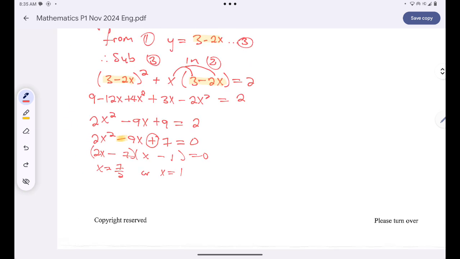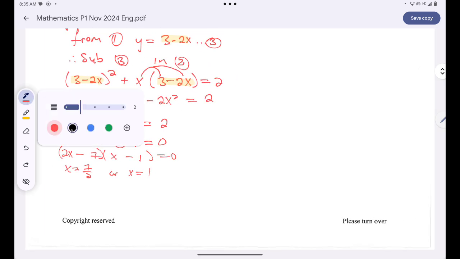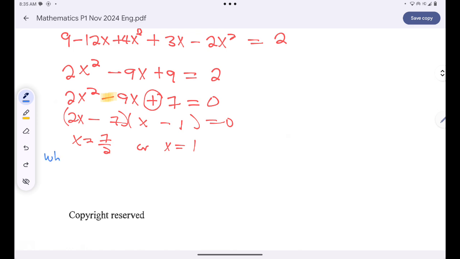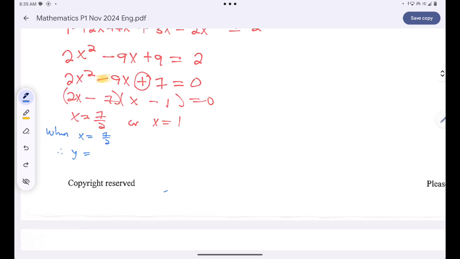After finding x, guys, we must then go back and solve for y. We'll simply say that when x is equal to 7 over 2, therefore y is just equal to 3 minus 2x. X is just 7 over 2, right? And then the answer is 3 minus 7, which is just negative 4. So I know that when x is 7 over 2, the corresponding y value has to be negative 4.